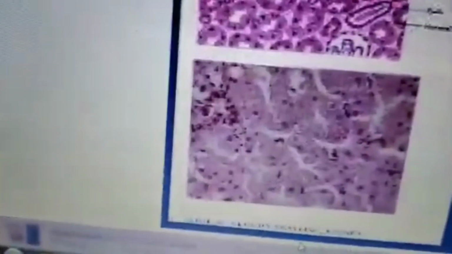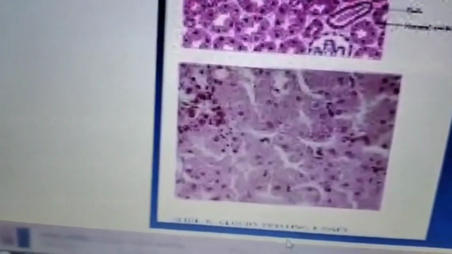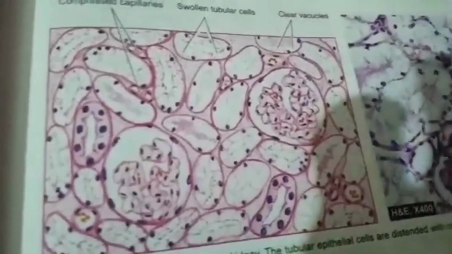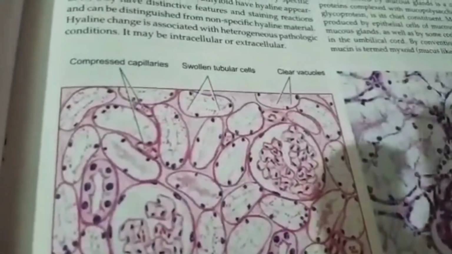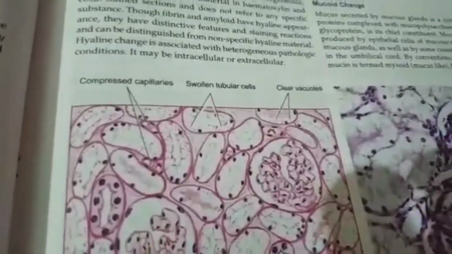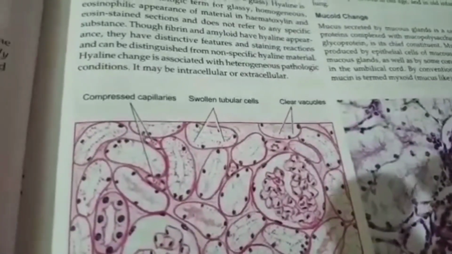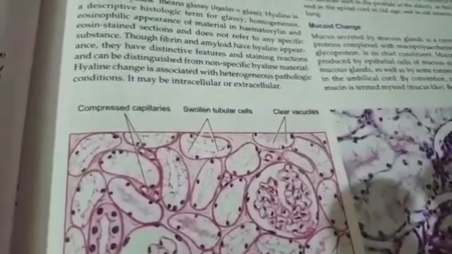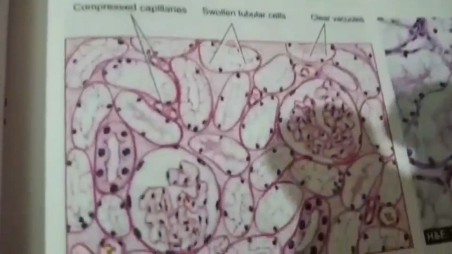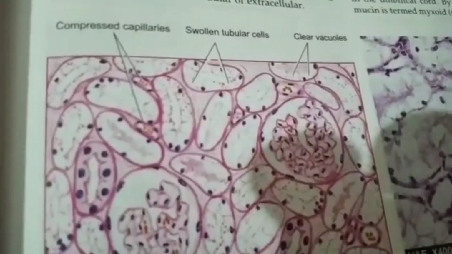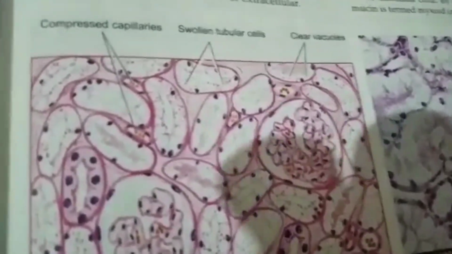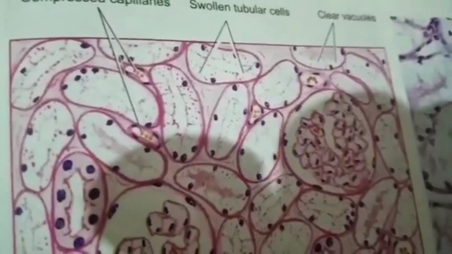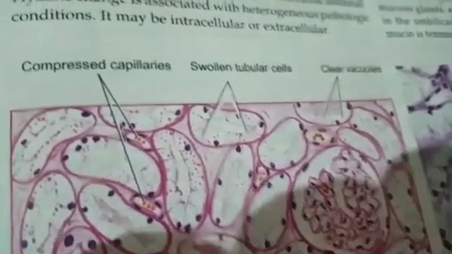This type of paleness or excessive accumulation can be further visualized by observing this figure. Here you will find the compressed capillaries. This capillary is compressed, it causes the area to turn pale, and the internal cells are found lodged with an excessive amount of water here.